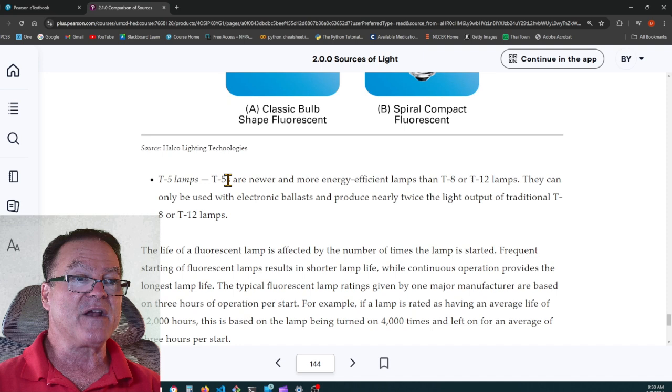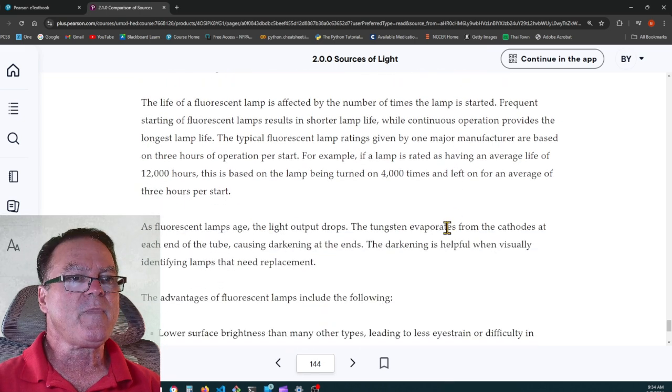And you need special tombstones. You can't use a T5 lamp in a T8 or T12 fixture. They won't fit. So if you're in Home Depot and you see a T5 and they say how efficient they are, and you go, oh, that's great, I'm going to put those in mine. Not if you have a T8 or a T12 fixture. You need to replace the fixture.